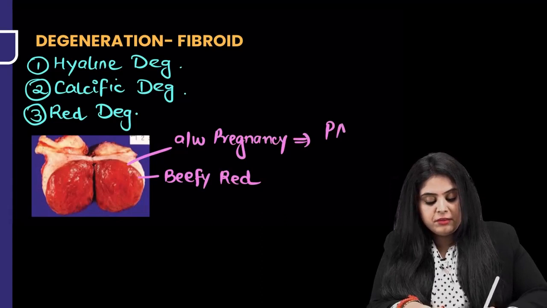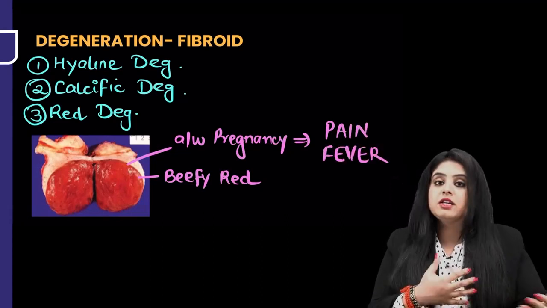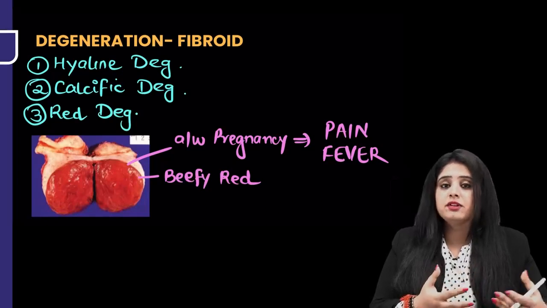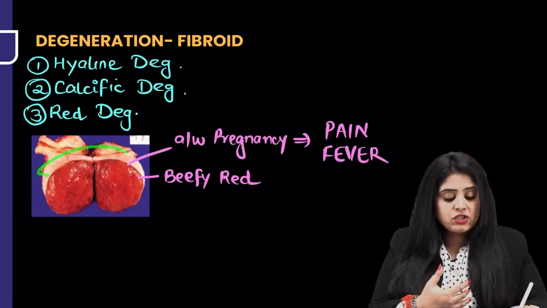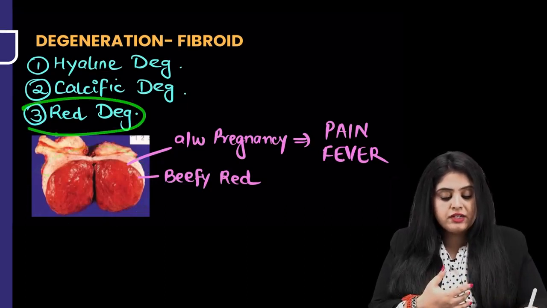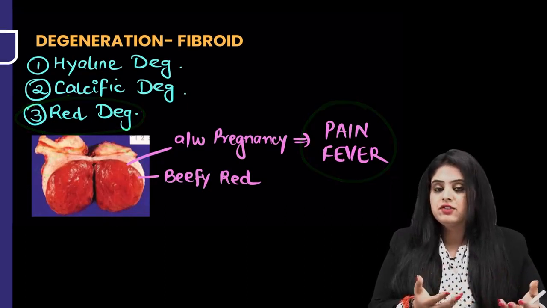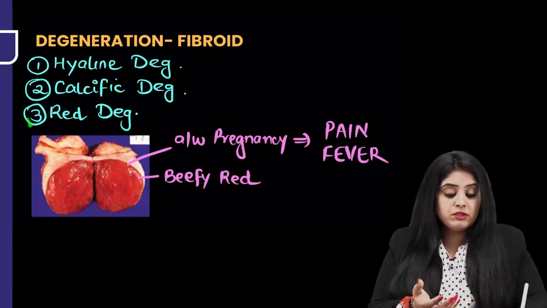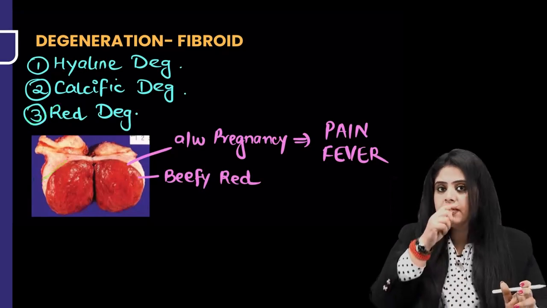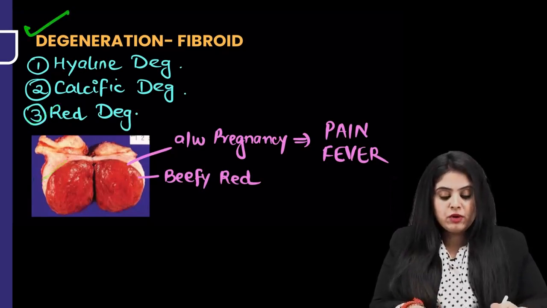Suddenly in pregnancy, the female is going to come to you with pain and fever. You will feel that there is some fetal complication that has happened. Maybe it's a miscarriage or a spontaneous abortion happening, or maybe some infection has happened. But actually it's a leiomyoma which has undergone red degeneration. And that is the reason that she's coming with pain and fever and all these infectious-like symptoms. So this is quite an important clinical history that you have to watch out for. That was about your leiomyoma.